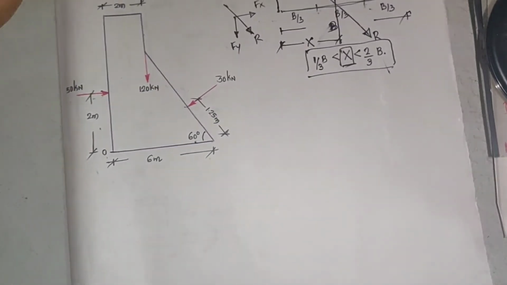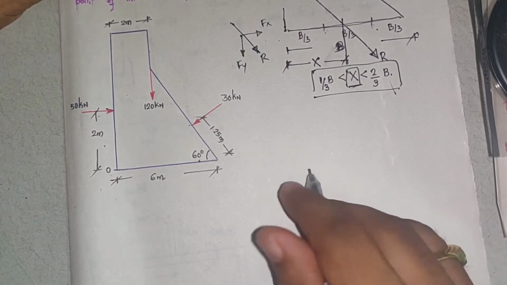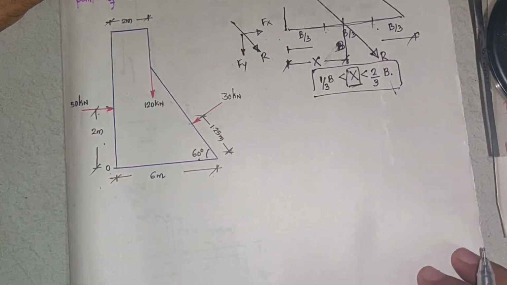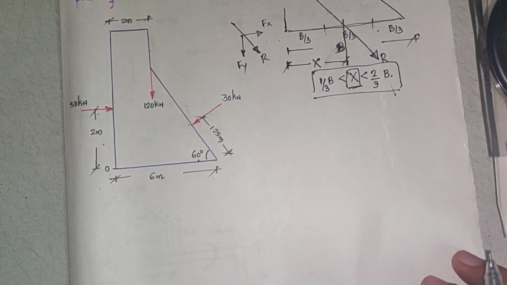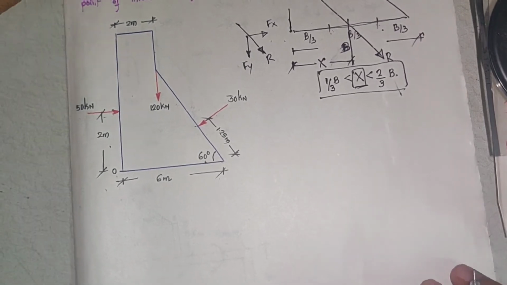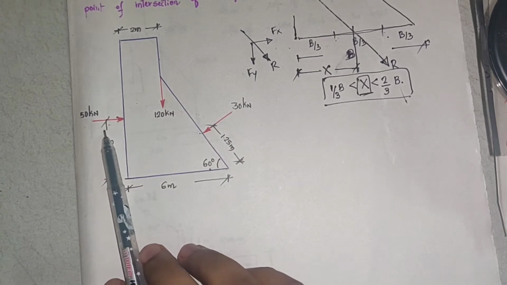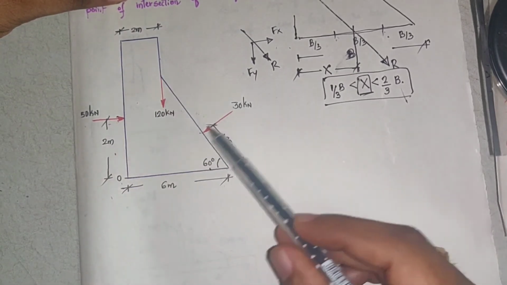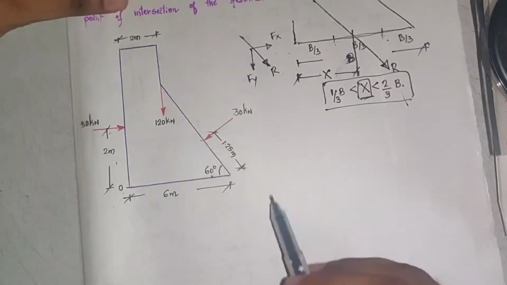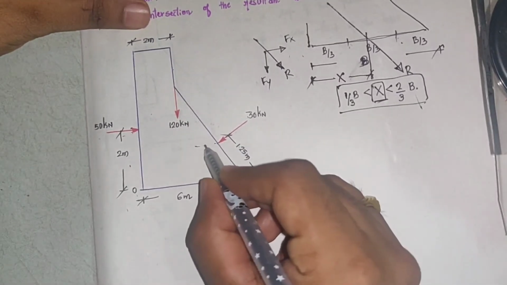Now firstly, in order to determine the magnitude and direction of the resultant, we need the forces in the x direction and the forces in the y direction. To know that, firstly see what the forces are. This force is acting purely in x direction, so we need not resolve. This 120 kilonewton is acting purely in y direction, need not resolve. This 30 kilonewton is making some inclination. What is that inclination? You have to find out.